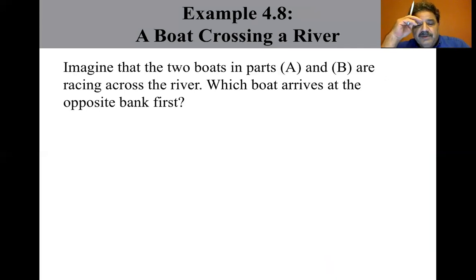Imagine that the two boats in parts A and B are racing across the river. Which boat arrives at the opposite bank first? In part A, the velocity of 10 kilometers per hour is aimed directly across the river. In part B, the velocity that is directed across the river has a magnitude of only 8.66 kilometers per hour. Therefore, the boat in part A has a larger velocity component directly across the river and arrives first. Now it's going to be downstream, but he will arrive on the other side of the river first.